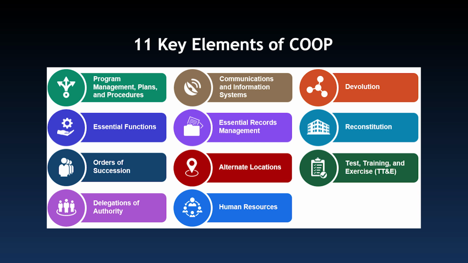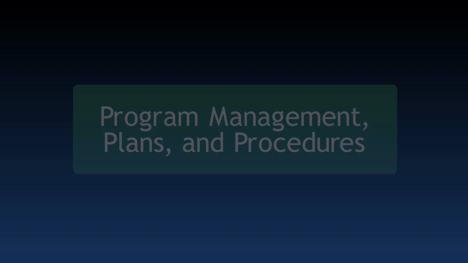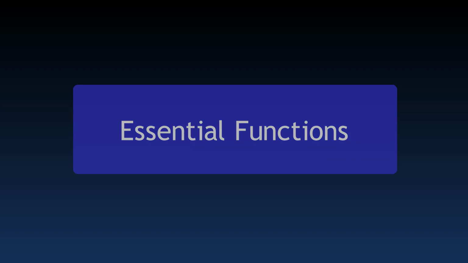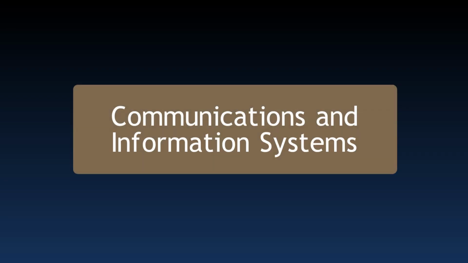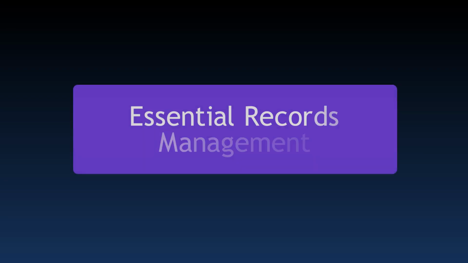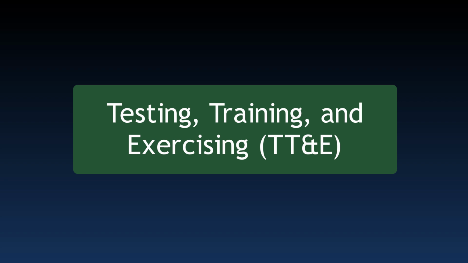These 11 elements are program management plans and procedures, essential functions, orders of succession, delegation of authority, communications and information systems, essential records management, alternate locations, human resources, devolution, reconstitution, and finally, testing, training, and exercising.